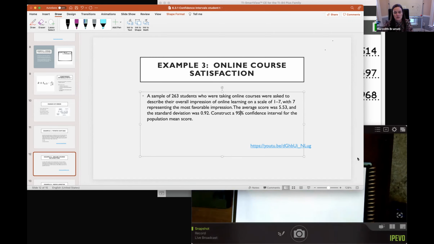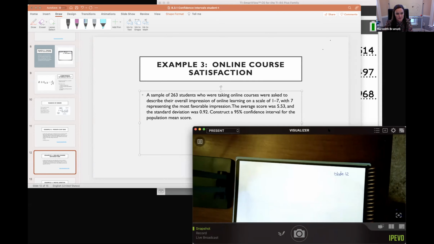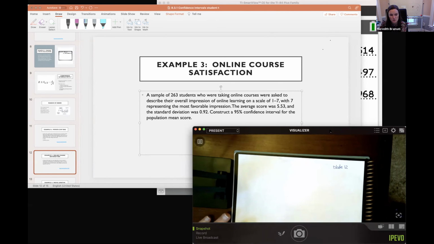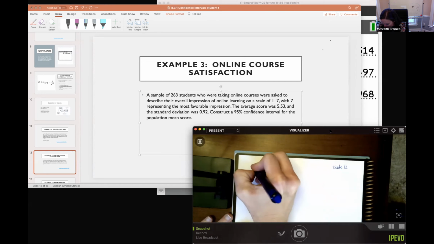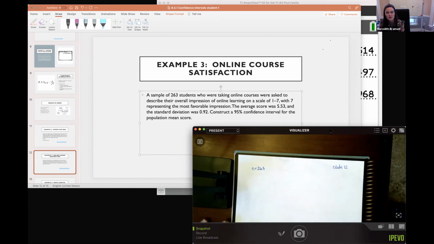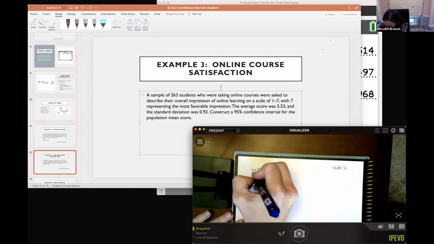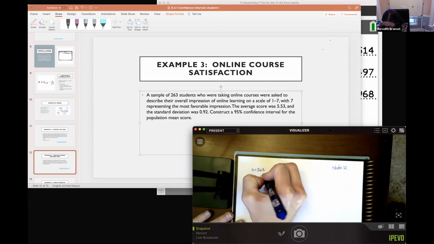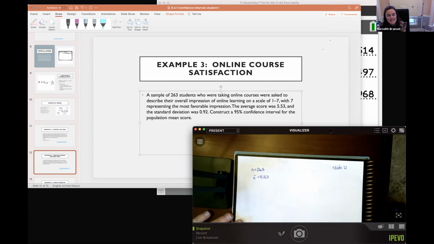Okay, so let's write down the information as we know it. A sample of 263 students, so n equals 263. We're taking online courses. We're asked to describe their overall impression of online learning on a scale of 1 to 7, with 7 representing the most favorable impression. The average score was 5.53, and the standard deviation was 0.92.